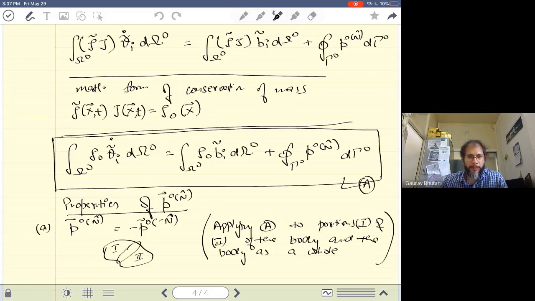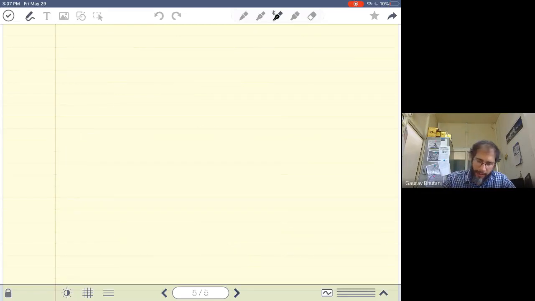plus part two, and then we can subtract the 1 and 2 equations from the third one, and what we ultimately get is p naught n hat is equal to minus p naught minus n hat. You can derive it yourself, but that's one property of p naught that we needed to discuss. The next property of p naught, it's not a property, it's how it is defined.